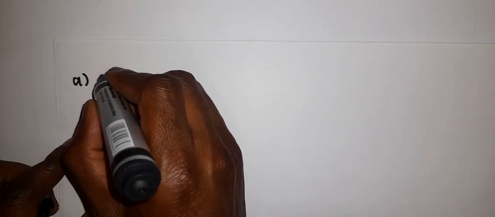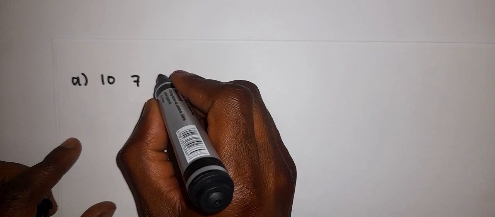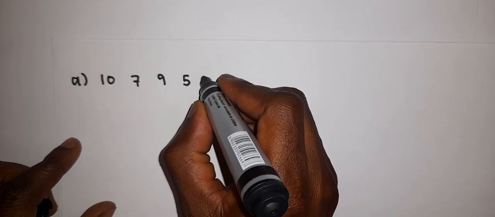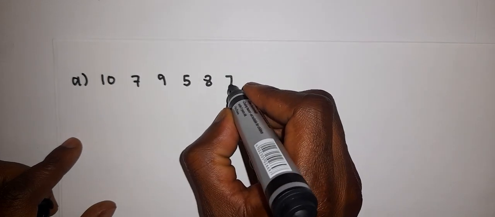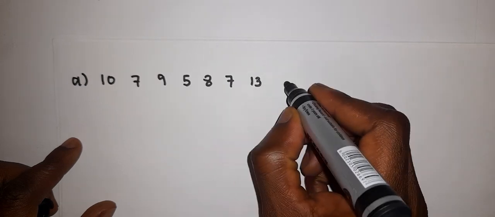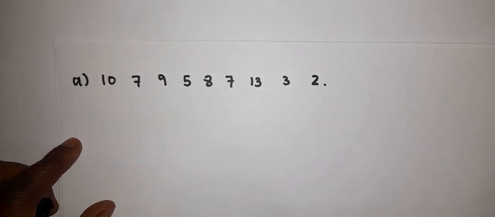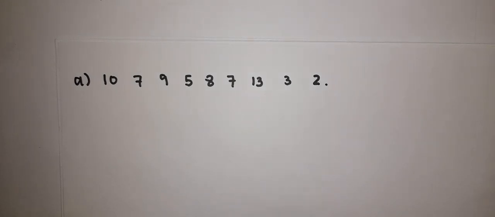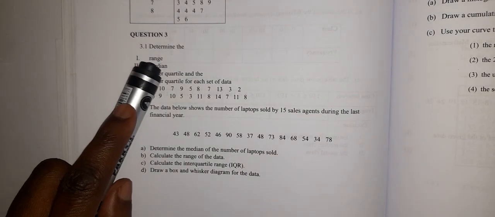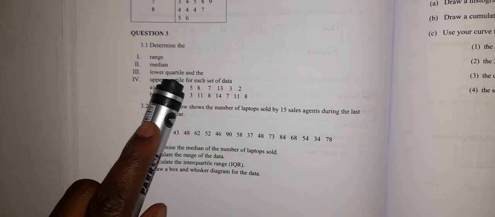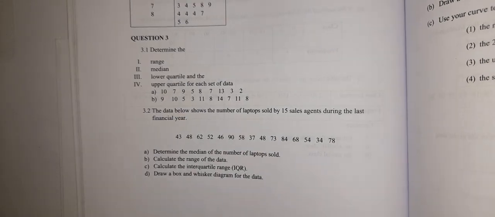Right, so if you remember the question, okay, so the first set of data, just going to write it down. We have 10, 7, 9, 5, 8, 7, 13, 3, and 2. Right, so this is the data, and these are the questions. Grade 10s. Number 1, determine the range, determine the median, determine the lower quartile and the upper quartile for each of the set of data.